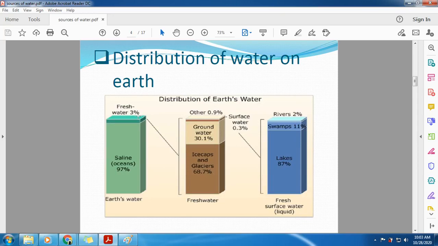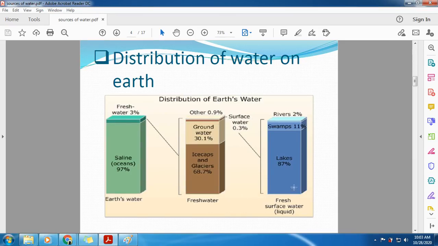68.7% of the 3% is glaciers or ice caps. Then 30.1% of the 3% is groundwater. Then, surface water is only 0.3 percent of the 3%. The rest is very small. There are also others there.